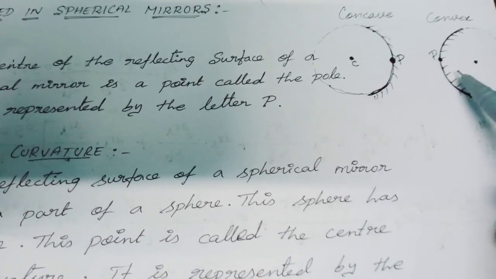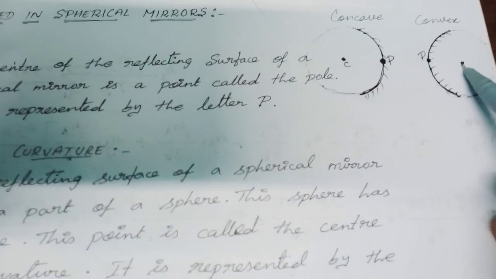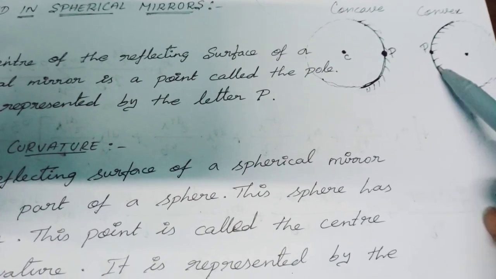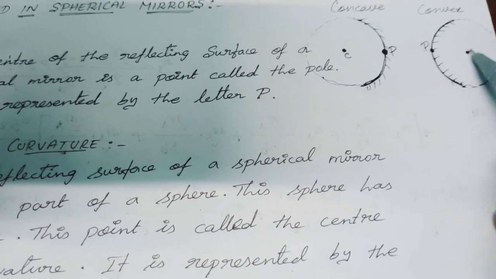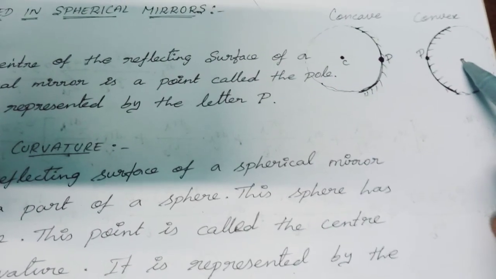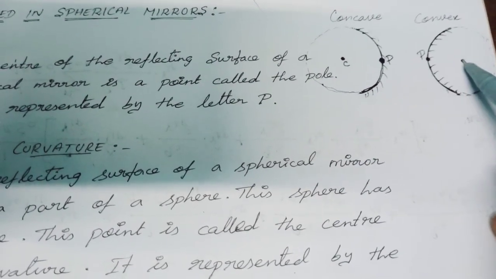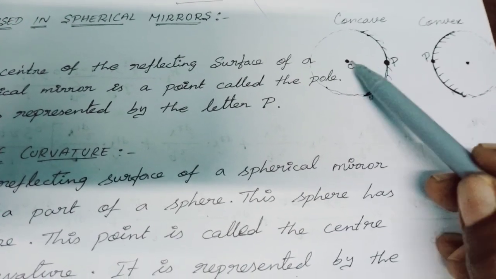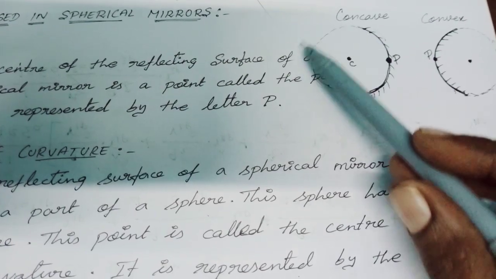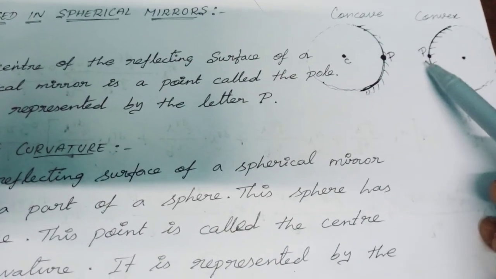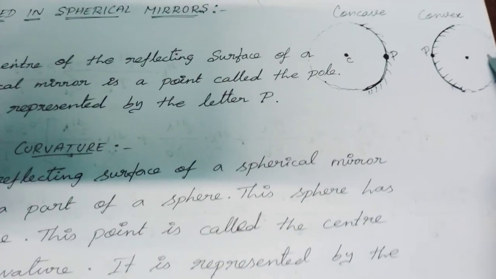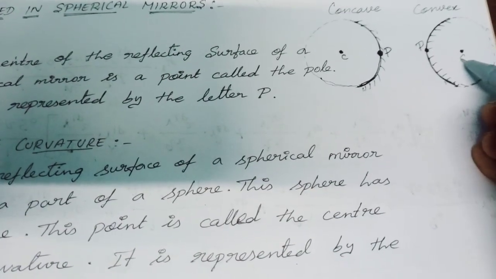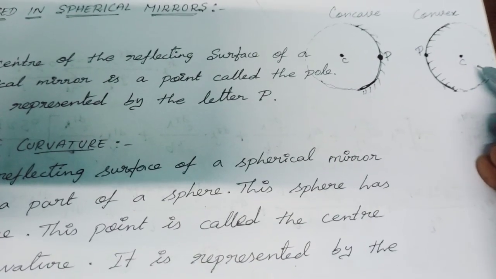But for a convex mirror, the center of curvature lies at the back side of the mirror, on the side of the non-reflecting part. So for a concave mirror, the center of curvature lies on the left hand side, and for a convex mirror, the center of curvature lies on the right hand side. Is it clear, children?